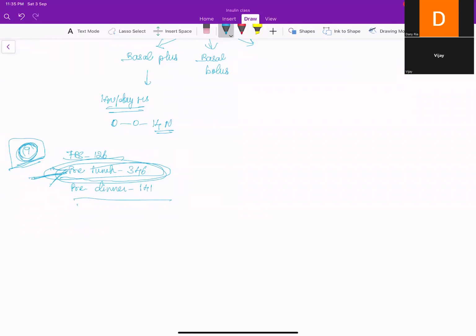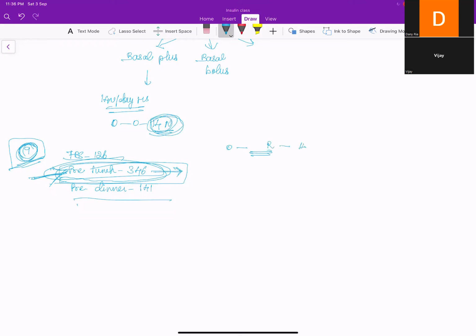Okay, so in this example, the pre-lunch value alone is higher. So what we can do is continue the same basal regimen, 14 units in the night, but we need to cover an additional insulin at this time, adding only a bolus insulin for this meal. So how will this regimen be? Morning, nothing we are giving. We are giving a few units of regular insulin or a short acting insulin in the afternoon.